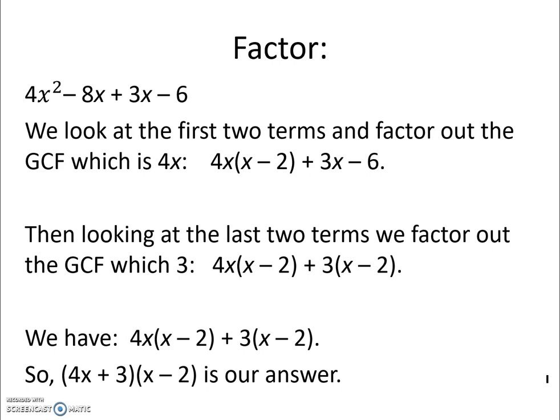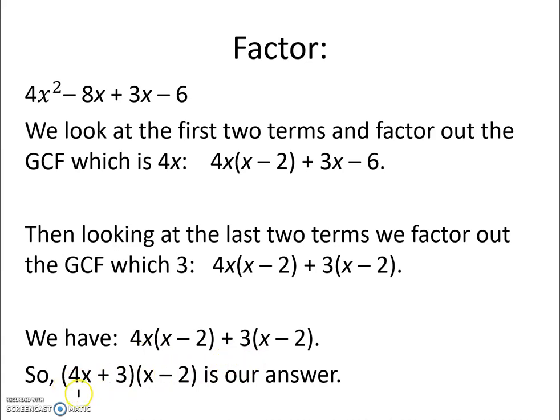Then we look at the last two terms and we factor out the greatest common factor of those two terms, which is 3. So now we have 4x times the quantity x minus 2 plus 3 times the quantity x minus 2. Since we have that exact factoring down here, 4x times x minus 2 plus 3 times x minus 2, we can take this x minus 2 and put it here and combine the 4x plus 3 over here as a quantity.